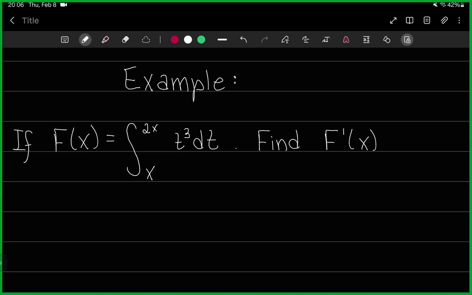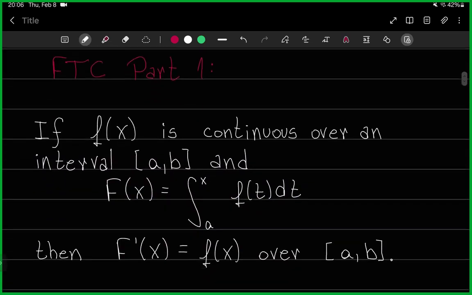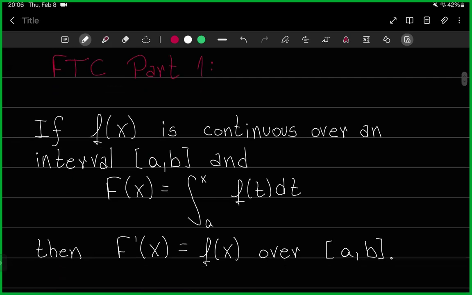So what does the fundamental theorem of calculus tell us? It tells us that if f of x is continuous over an interval [a, b] and big F is given by the integral from a to x of f(t) dt, then F prime of x is f of x over the interval [a, b].